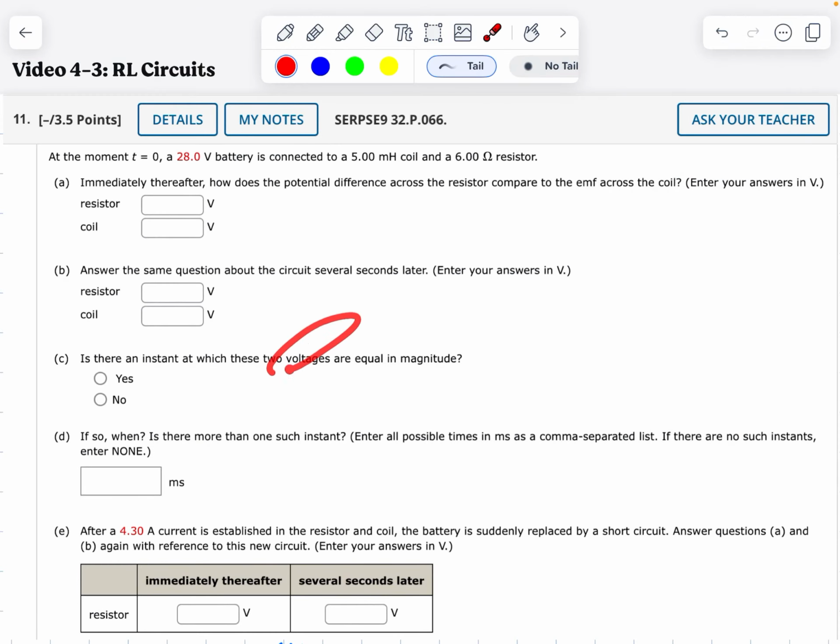Hi, this is Tim Malloy with the last video, 4-3 on RL circuits, number 11. So at the moment T equals 0, a 28 volt battery is connected to a 5 mH coil and a 6 ohm resistor.